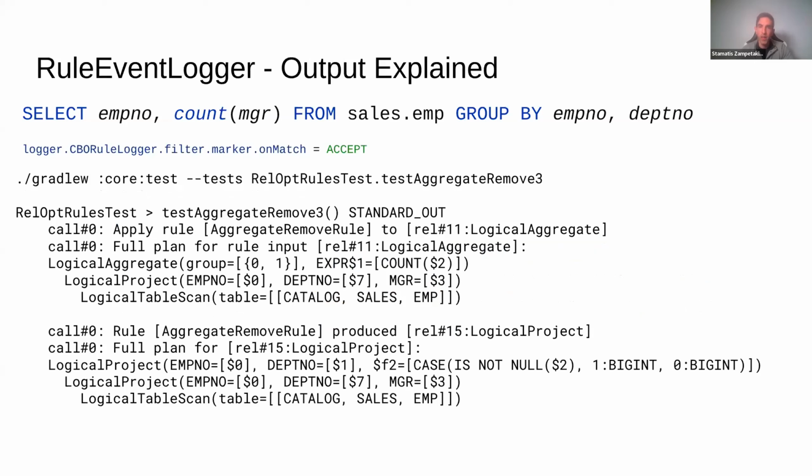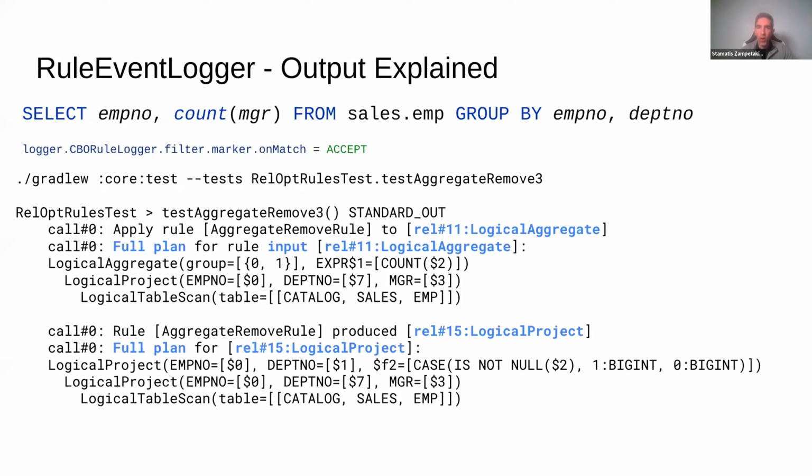So what we can do in this case, we can make the logs a bit more verbose. We can change the full plan marker, the onMatch property, to accept. And if we do this, we're going to have a more verbose output. As you can see now, for call number 0, so for the first rule, we can see the full plan for the input.